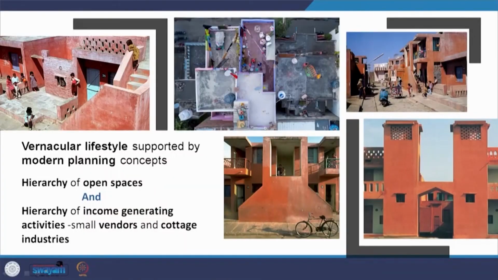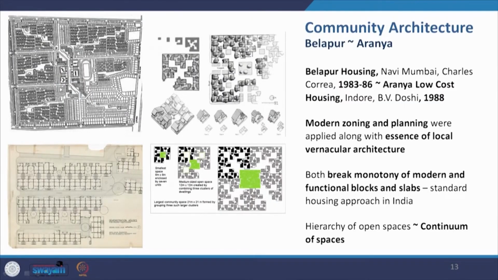A modern solution with a vernacular subtext. The vernacular lifestyle is supported by modern planning concepts. There is a hierarchy of open spaces and a hierarchy of income generating activities like small vendors and cottage industries. Another example of community architecture, though different from Aranya, is again Belapur.